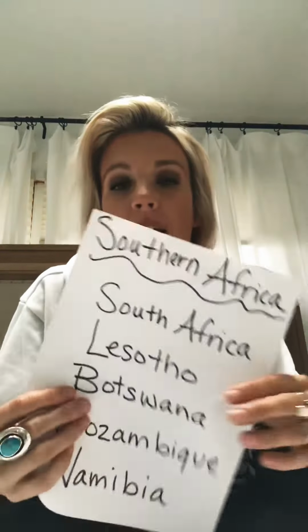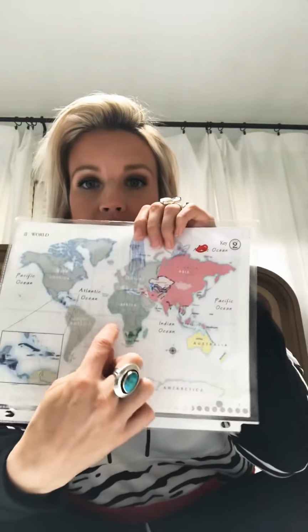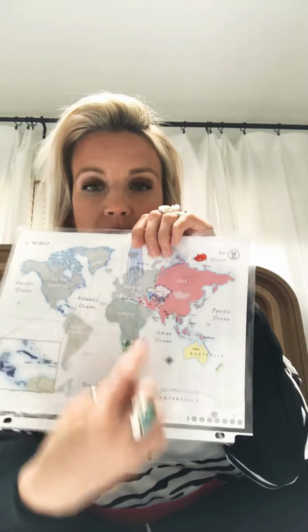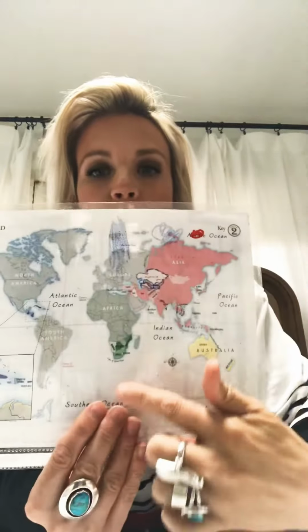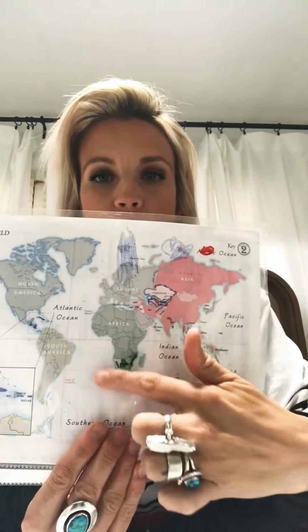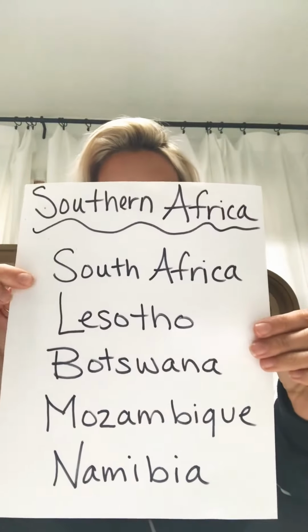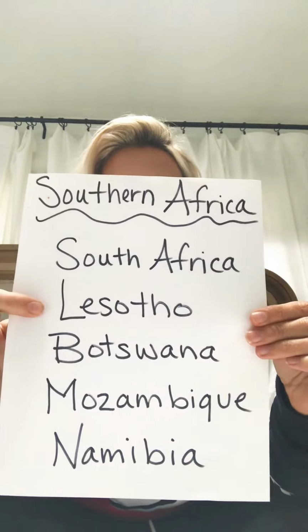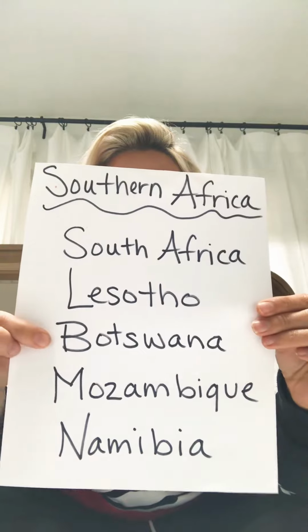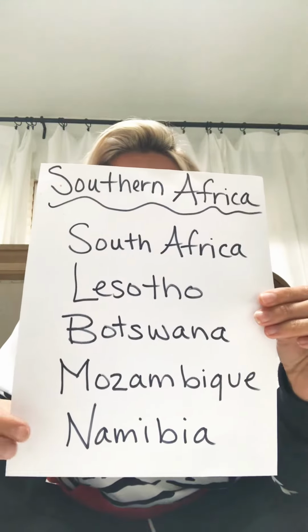Okay, moving on to geography. Get your maps out, and we're going to be looking at the continent of Africa, but we're going to be looking more at South Africa, down at the bottom, so south. So we're going to go through Southern Africa. So we have South Africa, Lesotho, Botswana, Mozambique, and Namibia.